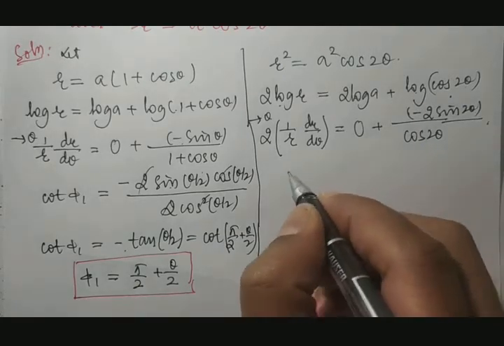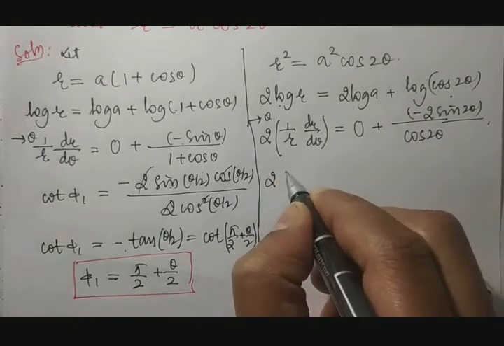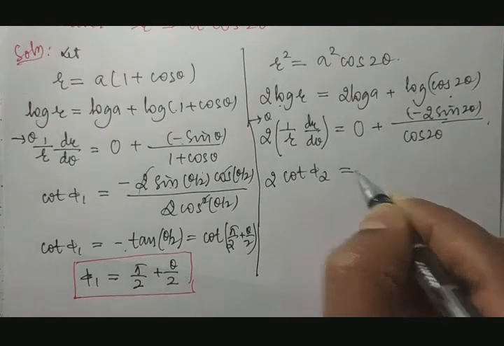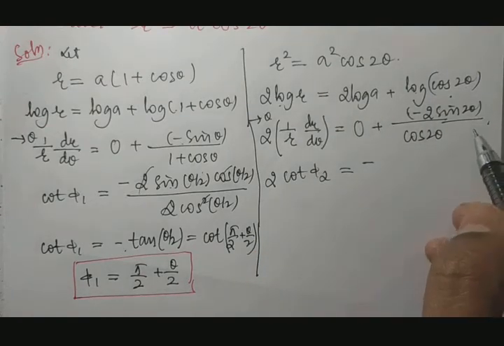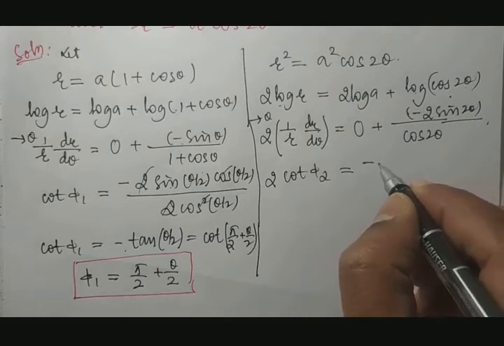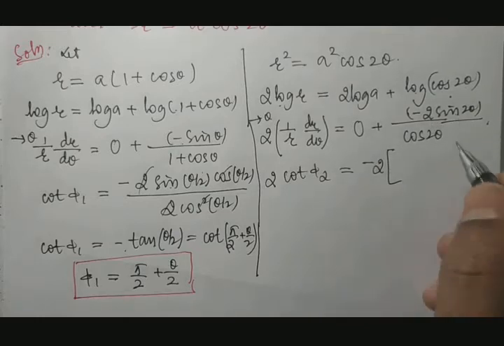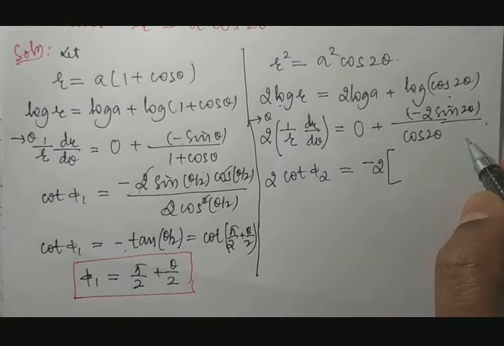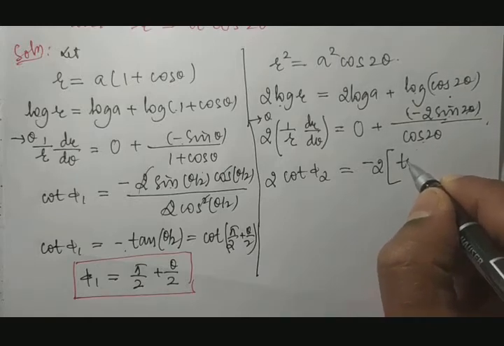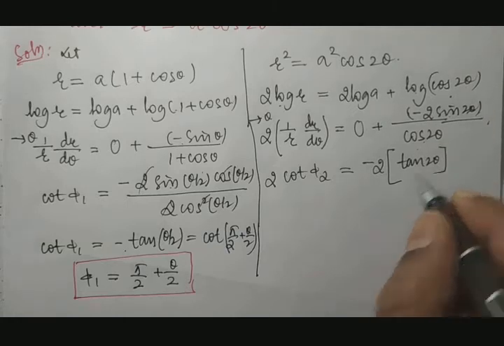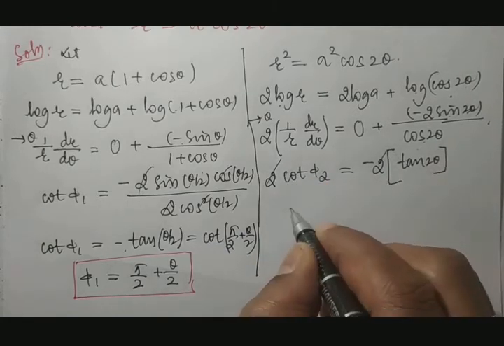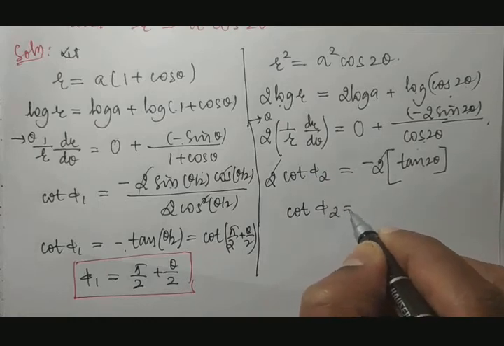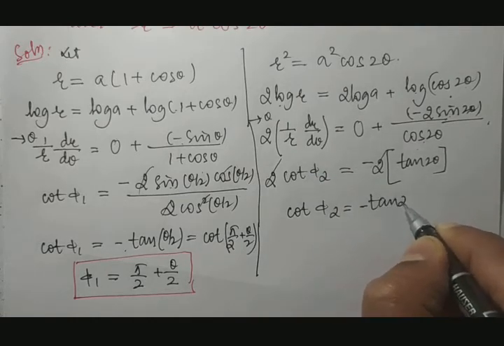Fine. Therefore, this is 2 into cot phi 2, which is equal to minus, this 2 I will be taking out as a common term. Then inside the bracket, what is it? Sin 2 theta divided by cos 2 theta, that is nothing but tan 2 theta. This 2 gets cancelled. Therefore, cot phi 2 is equal to minus tan 2 theta.